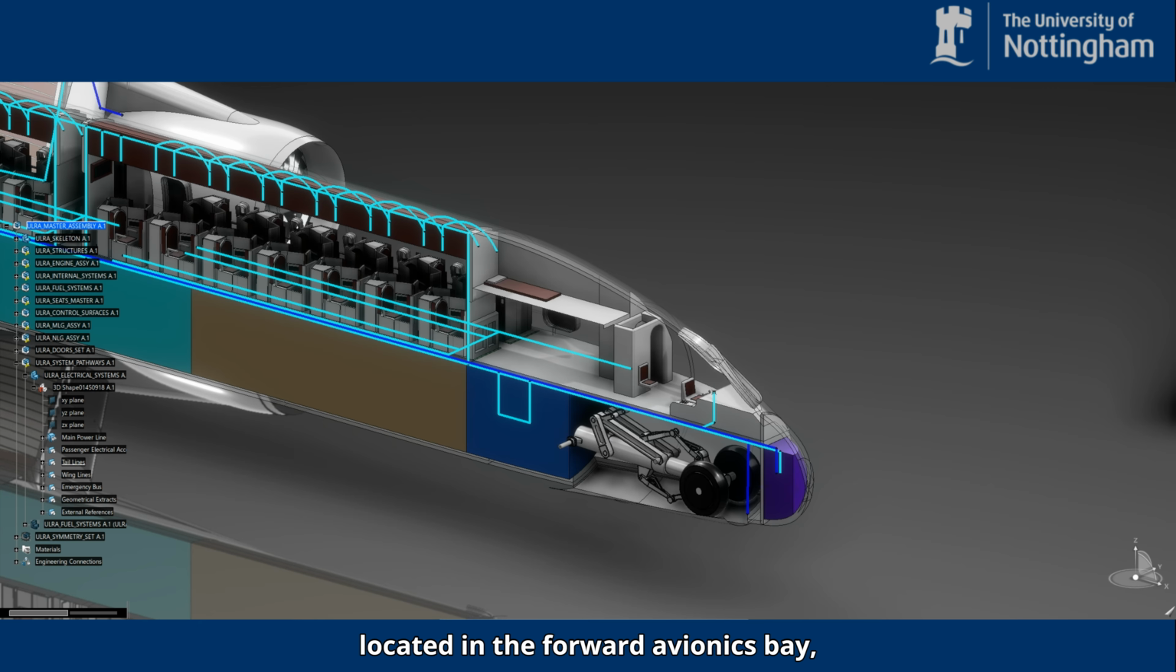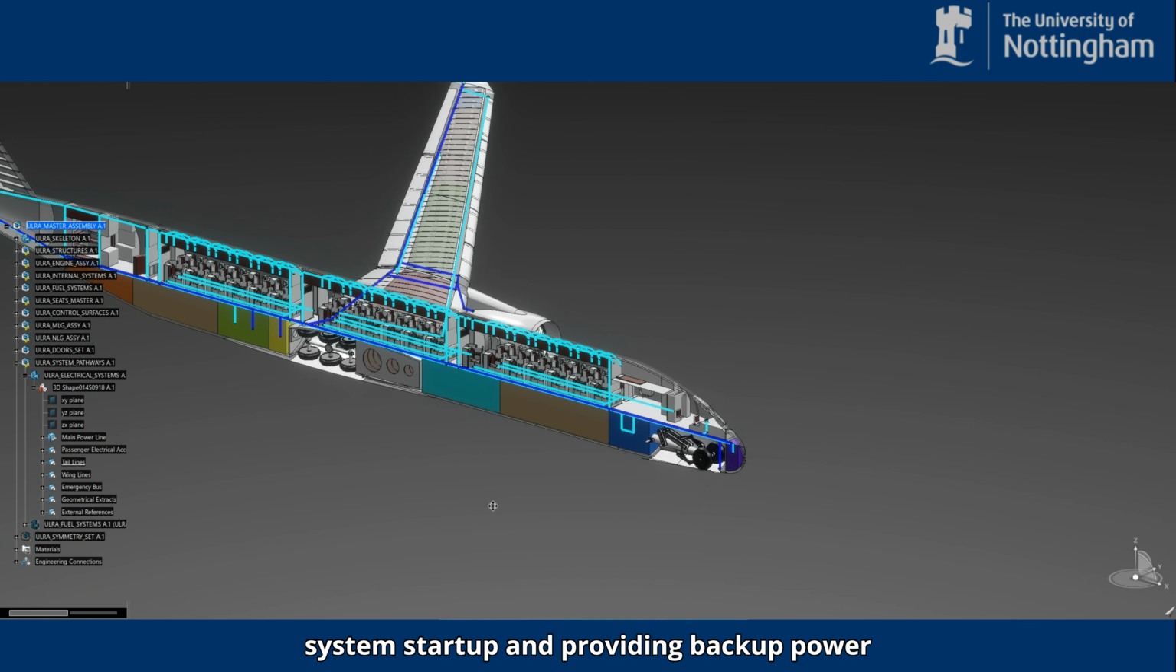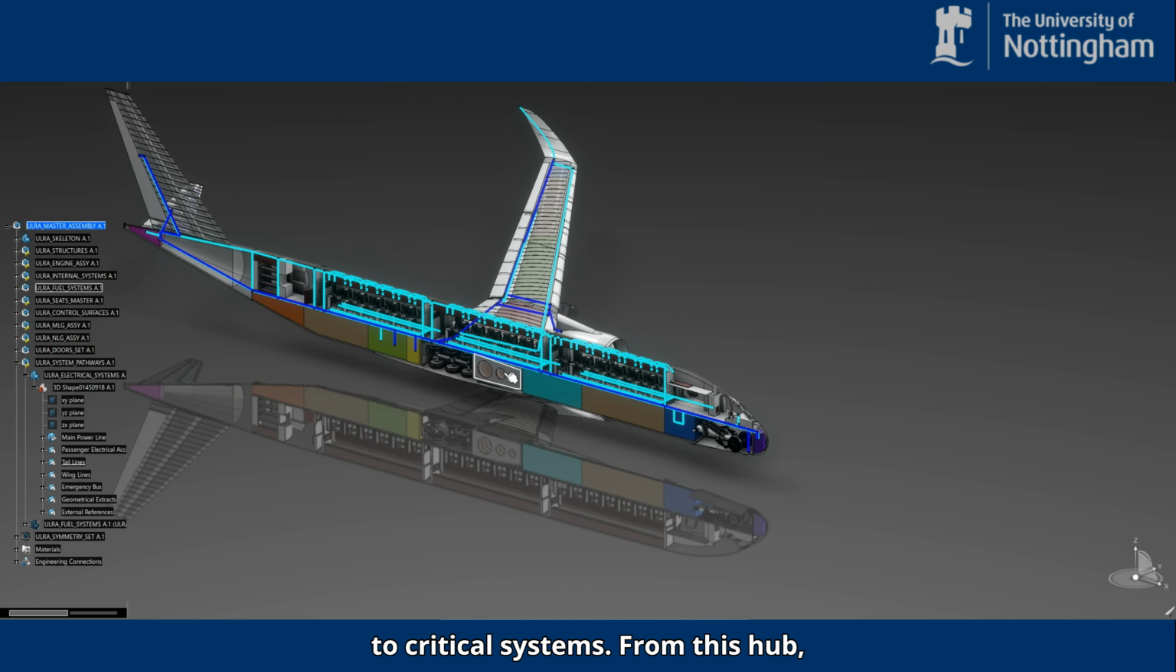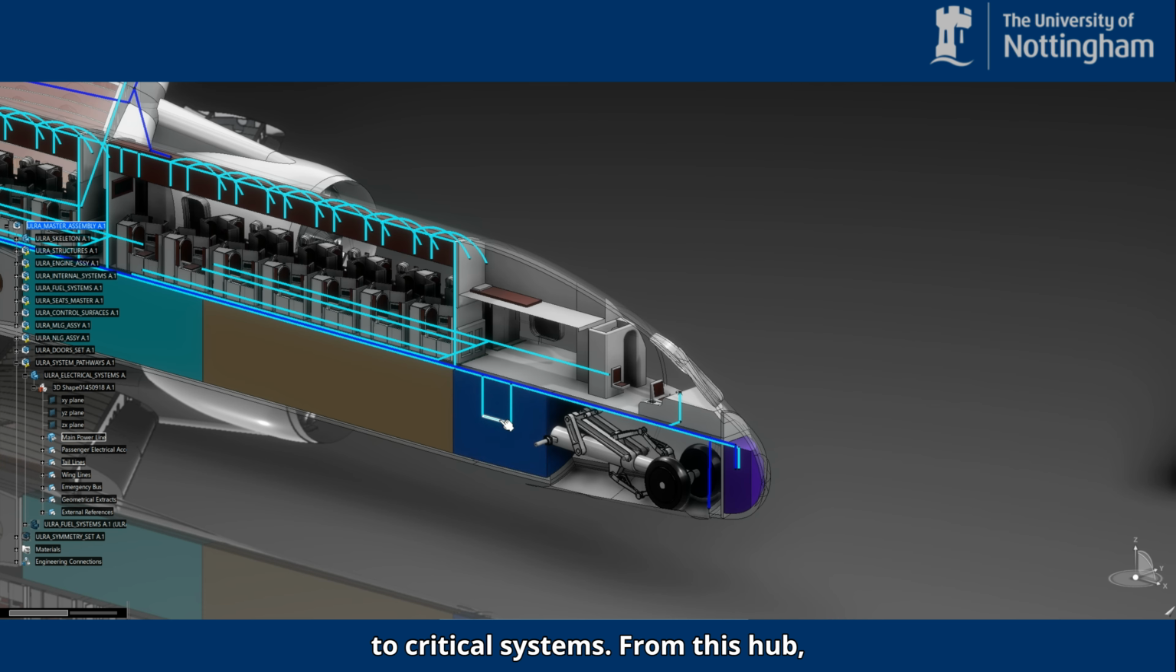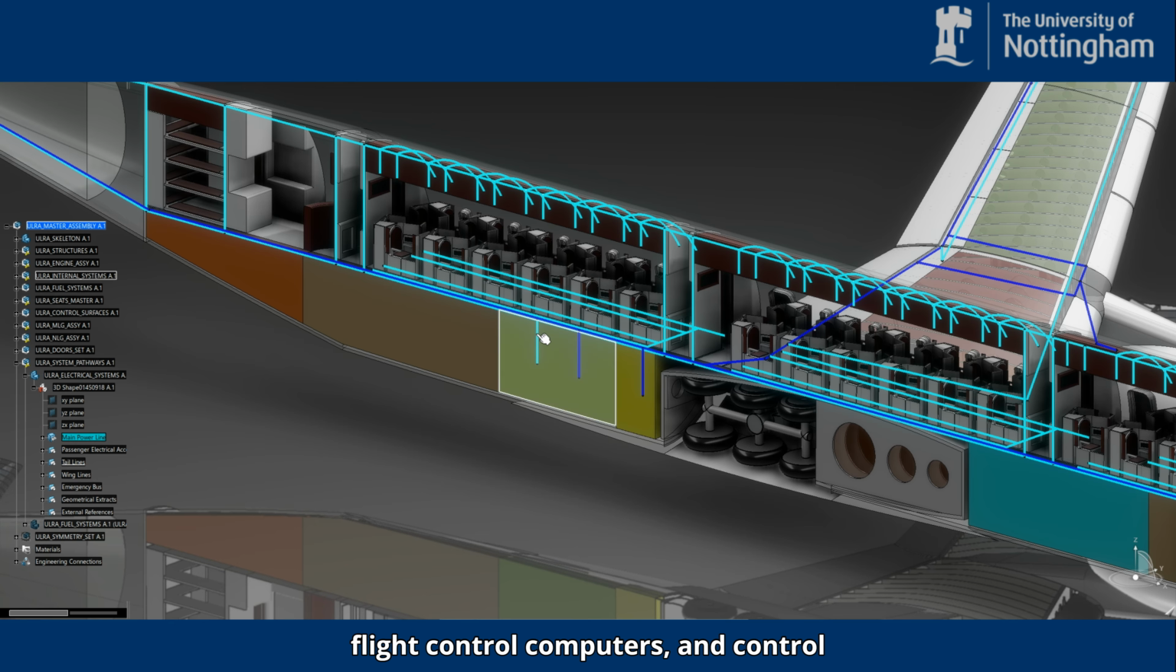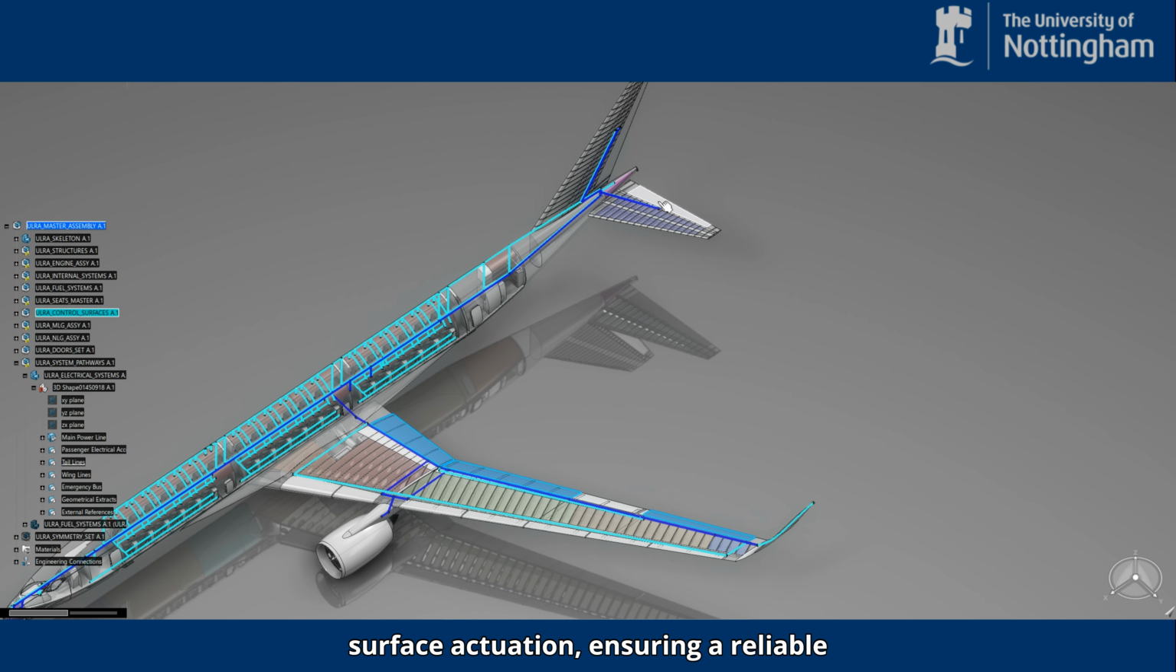Batteries are located in the forward avionics bay alongside the main bus. This region acts as a central electrical hub, supporting system startup and providing backup power to critical systems. From this hub, power is distributed to flight critical systems, including cockpit avionics, flight control computers, and control surface actuation, ensuring a reliable supply to essential functions.